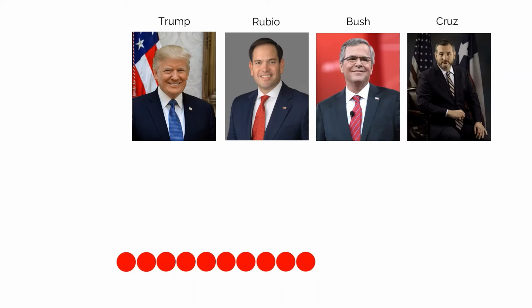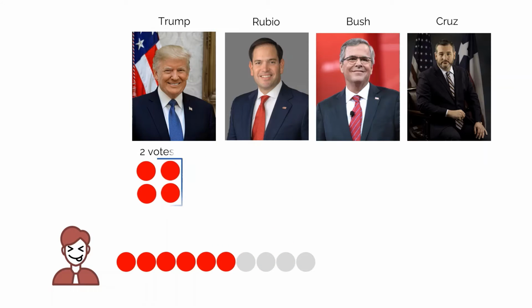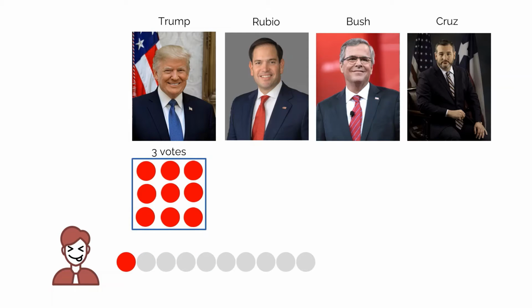A Trump voter would need to pay 1 point to give Trump 1 vote. To give Trump a second vote, he would need to pay an additional 3 points, so 4, or 2 squared, points in total for 2 votes. Because Trump supporters only like Trump, they will probably want to use their whole budget of points on Trump. So, they would pay another 5 points to give Trump a third vote. In total, they have paid 9, or 3 squared, points to give Trump 3 votes. Technically, they would have 1 point left, which they could give to another candidate, for example, Rubio.